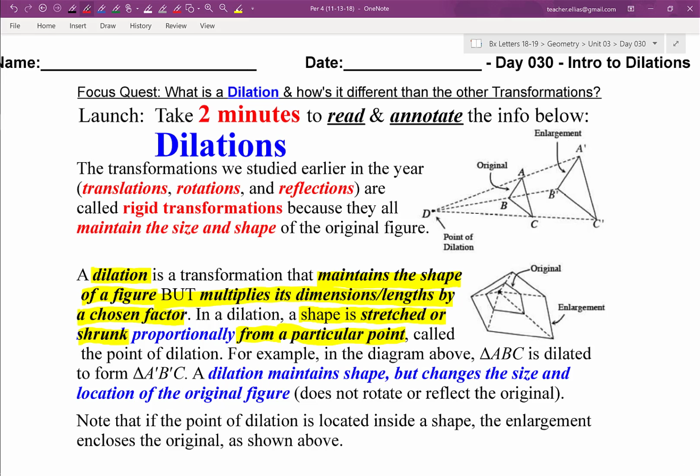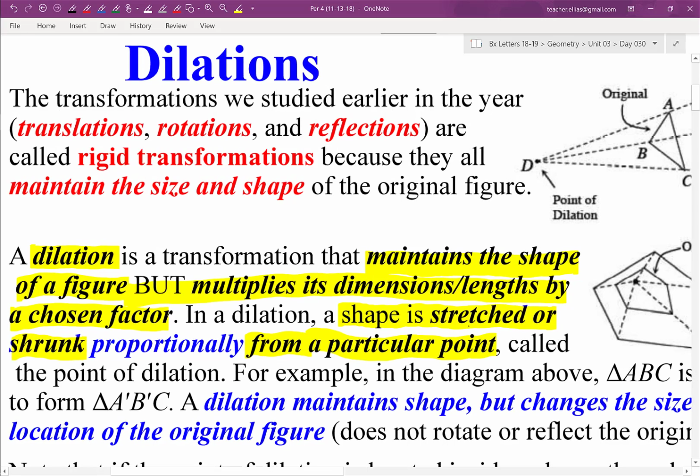All right, let's talk it out here. Mark highlighted a dilation, and then he highlighted the definition. Technically, it's a transformation that maintains shape, but not size, because it does what to the sides? Yeah, it multiplies. And we're going to call that a scale factor.